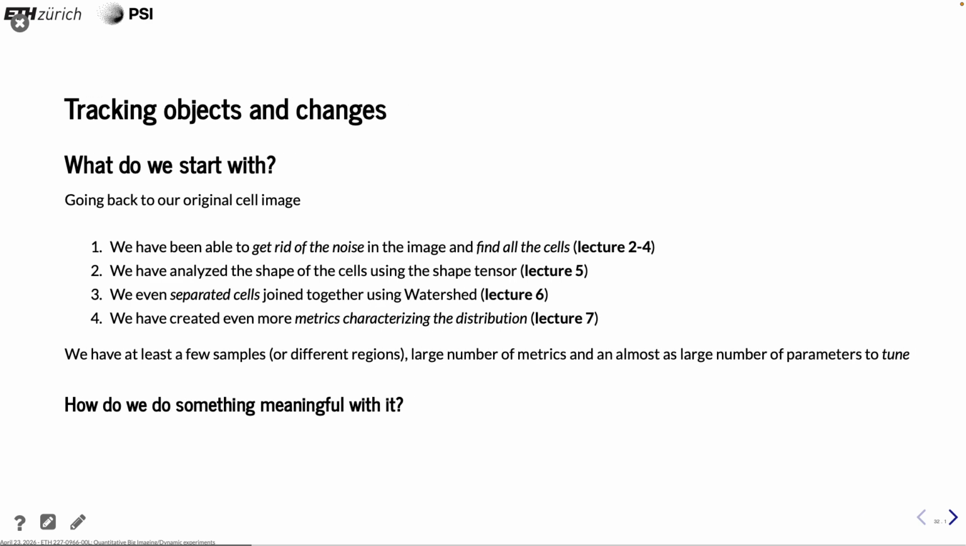So, what do we want to start with? We can go back to our cell image, and we know the whole workflow now. We want to get rid of the noise, we want to get the shapes. We can see also if they're separated or to label them. And then we have some distribution characteristics. And now we want to do something out of it.